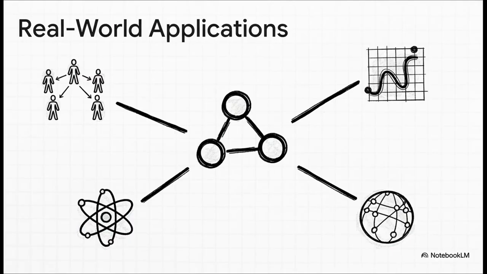And this is what's so cool about it. This one single idea can be used to map out social networks, plan flight routes, understand chemical bonds in a molecule. You can even use it to map out the entire internet with websites as vertices and links as edges.